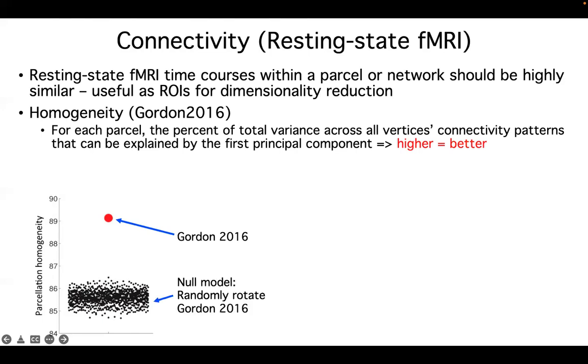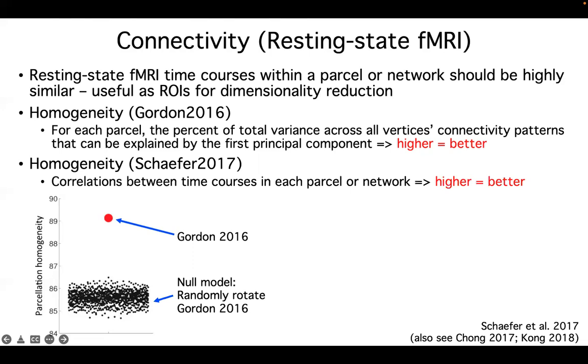And the black dots represent the homogeneity of a null model, where Gordon and colleagues randomly rotate the parcellation 1,000 times. In this way, each parcel is randomly relocated while maintaining the relative positions of parcels to each other. So this is also known as a spin test. We can see that the homogeneity of the Gordon parcellation is significantly higher than the null model.